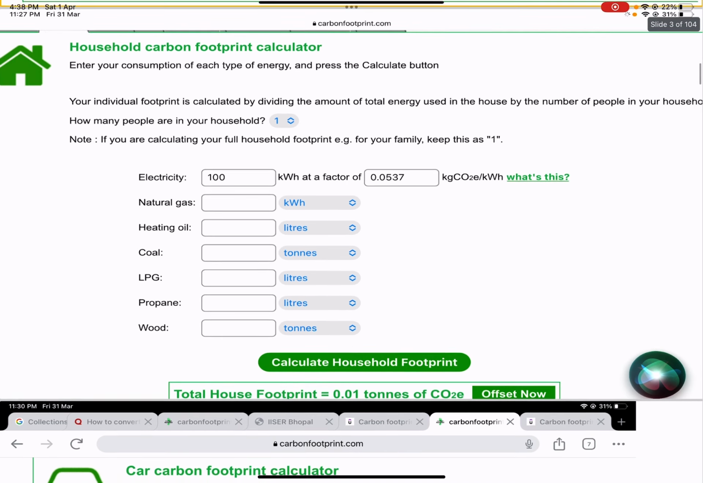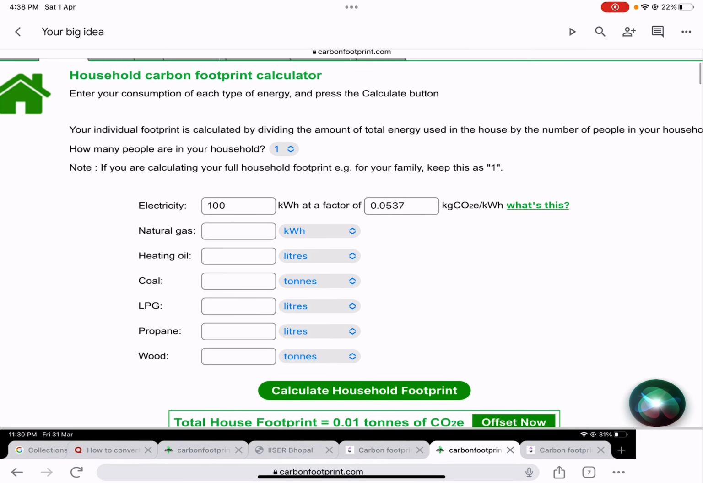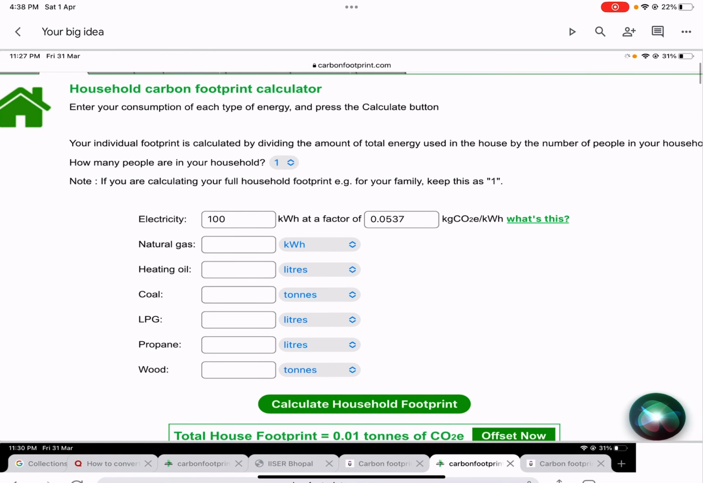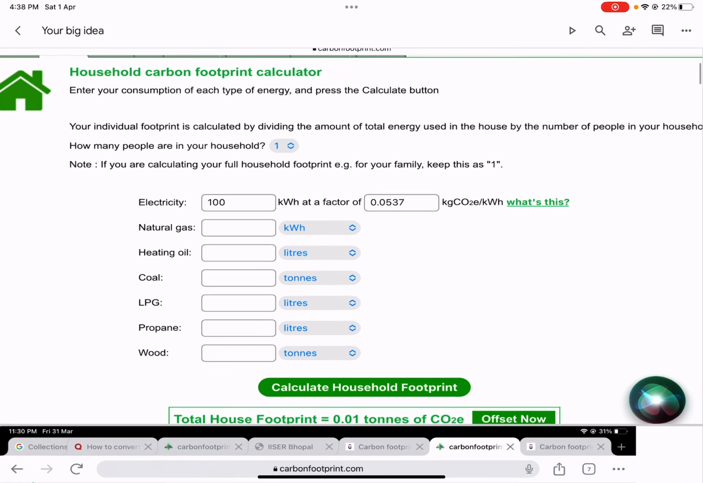Similarly, one can ask for information on whether natural gas is being consumed, whether heating oil is consumed, how much LPG is being consumed, like this, right? And depending on that, the household footprint can be calculated.